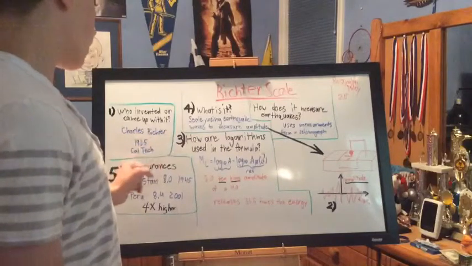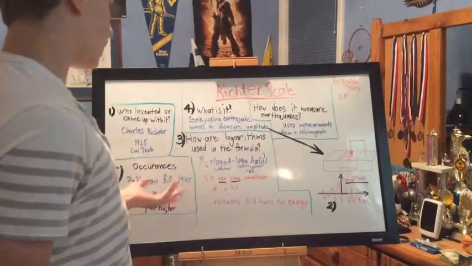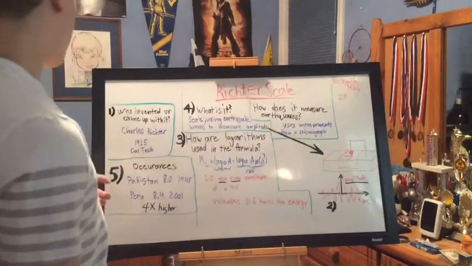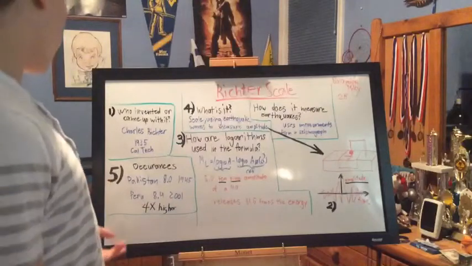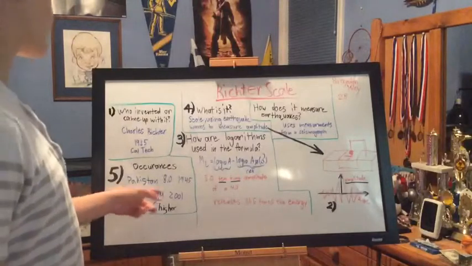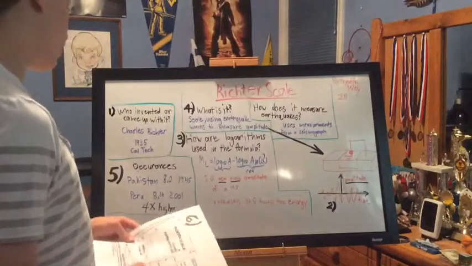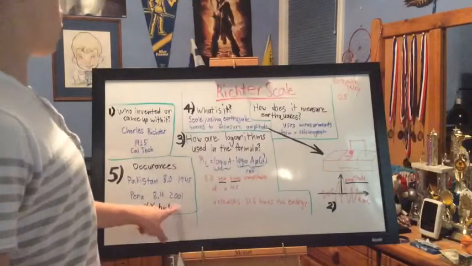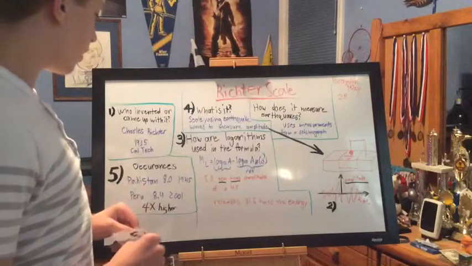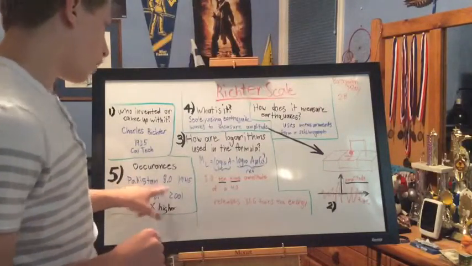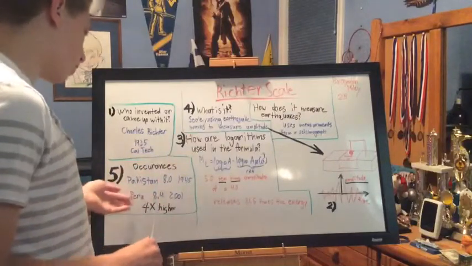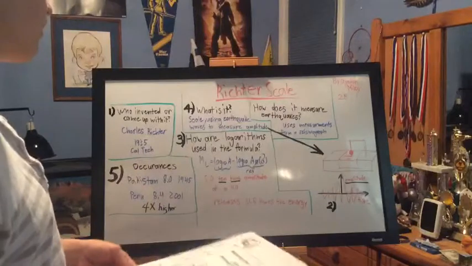What is the Richter scale? A scale using earthquake waves to measure the amplitude, which is what the seismograph does over there. Our occurrences, well, they've occurred all over the world, but two that I marked down was one in Pakistan in 1945, which was an 8.0, and one in Peru, which was in 2001, which was an 8.4. Now, the one in Peru is 4 times higher because the 0.4 with the log 10 is times 10. So 0.4 times 10 is 4, so 4 times higher than the one in Pakistan.